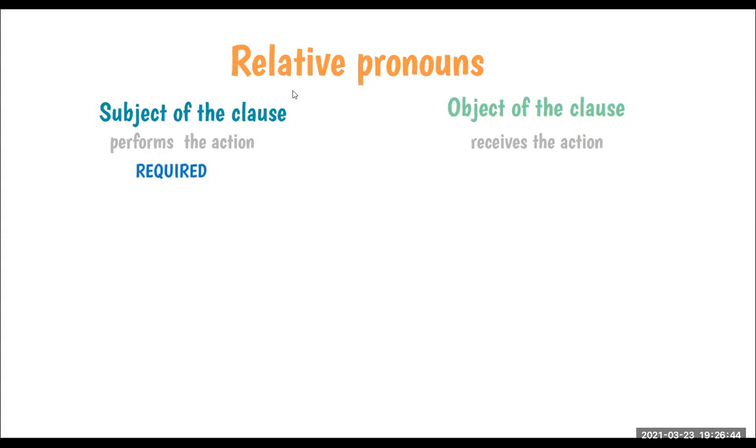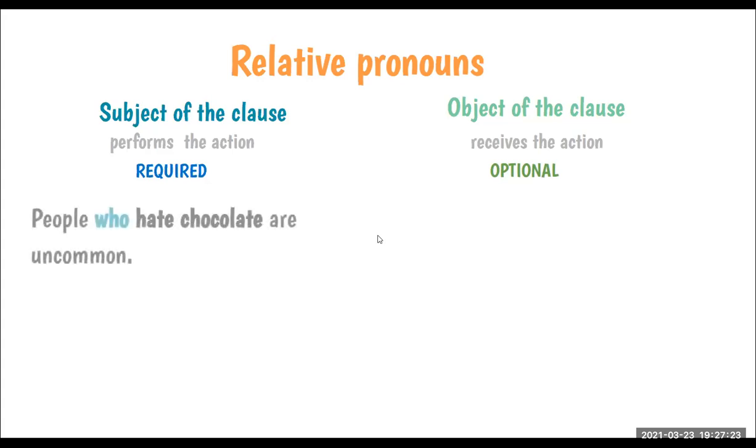Let's see here. When we have the relative pronoun as the subject of the clause, the relative pronoun is required. What does required mean? It means that it's necessary, it's essential. So we cannot erase this relative pronoun. But when we have the relative pronoun as the object of the clause, the relative pronoun is optional. It means that we can omit the relative pronoun. We can erase the relative pronoun, okay?